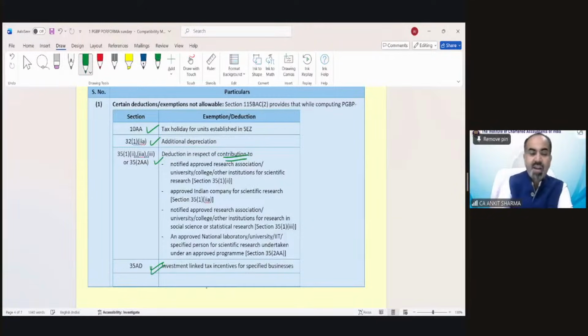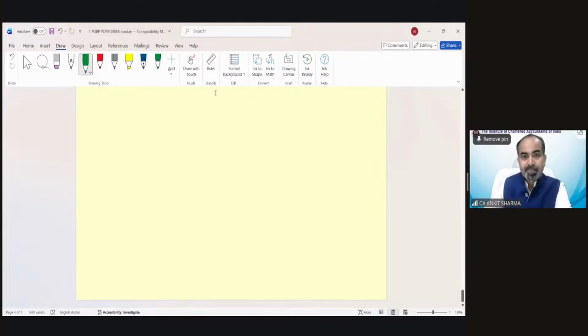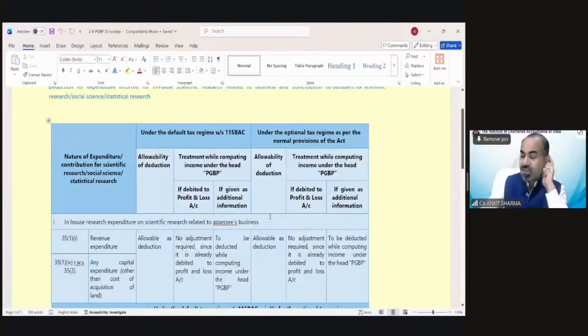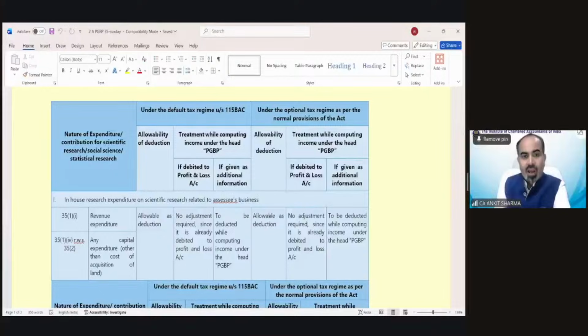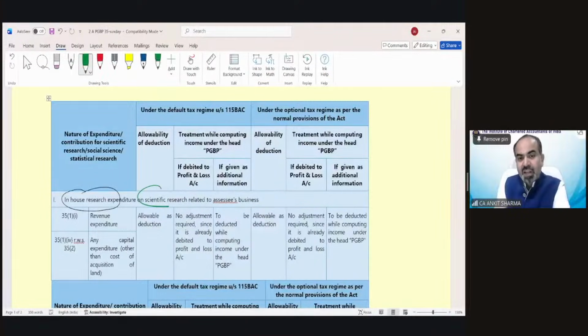Section 35AD deductions not allowed. Let me share one more. This is the diagram also specified in your study material regarding the allowability of expenditure in case of scientific research. You can easily see allowability of in-house research expenditure. If it is in-house scientific research expenditure and revenue expenditure, it is allowable as deduction under section 115BAC and under optional tax regime, under both.